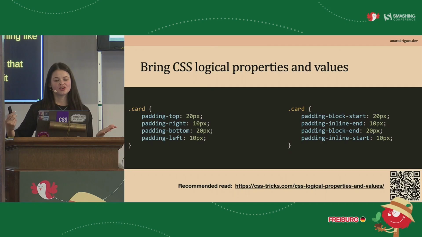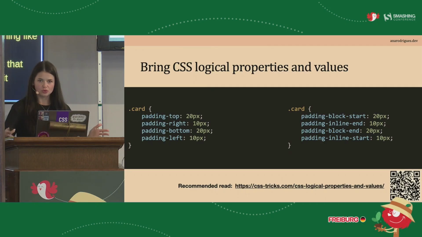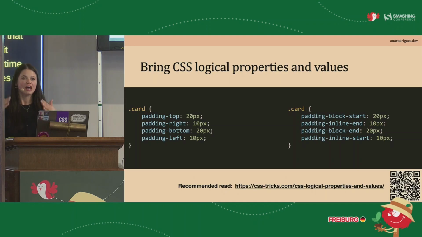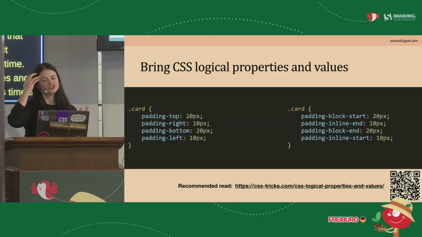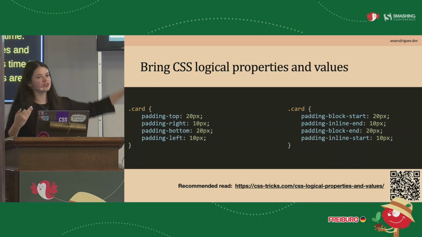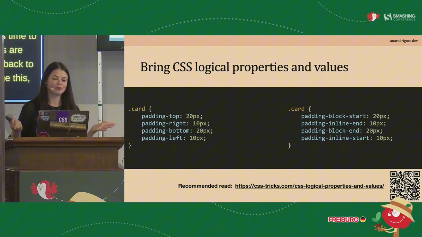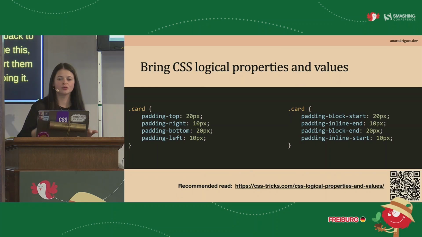Bring CSS logical properties and values to the table now. It's time to embrace them. Translations are here to stay. And if you go back to a block to just change the padding, take the time to convert it to the brand new way of doing it, because CSS logical properties will save you a lot of work in the future if you are also doing translation work.